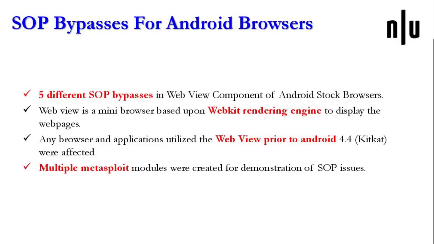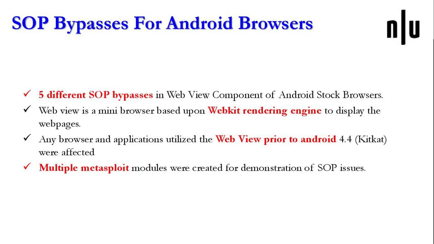So, my research with Android browsers, and I have found more than 5 different SOP bypasses, especially in the WebView component of Android stock browsers and other different browsers present at the Play Store. What is WebView? It's not a full browser. It can load only website components in an application. If an application would like to embed something from a web page, you would simply use the WebView.